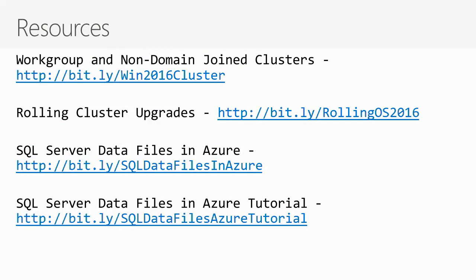Here are some resources for you. So earlier in the session, I made you some nice links there, easy to get to. I talked about the workgroup and the non-domain join clusters. So that's a Microsoft article about the Windows Server 2016 clusters and how you can create a non-domain join cluster. As well as I gave you an article for the rolling operating system upgrades and all the stuff that I just did in terms of the data files in Azure. There's also a tutorial, so I gave you that as well.